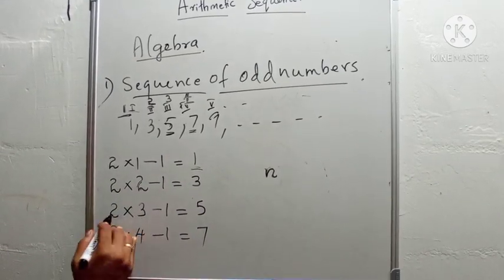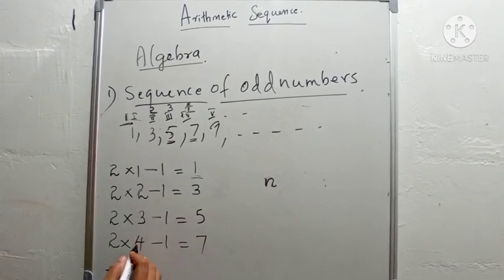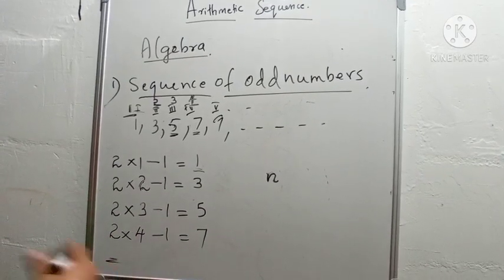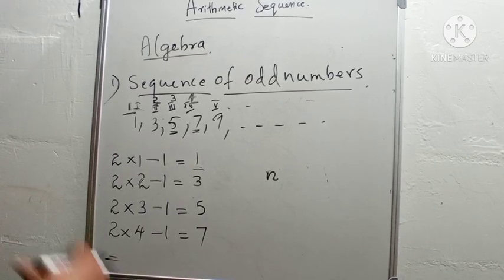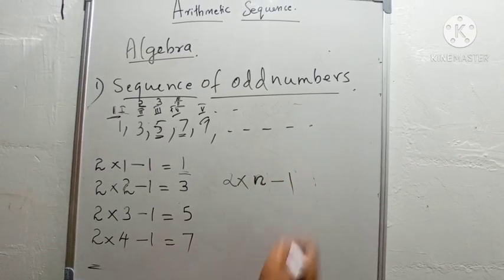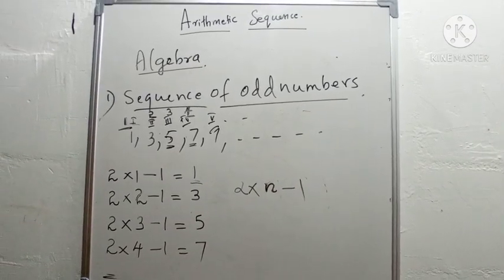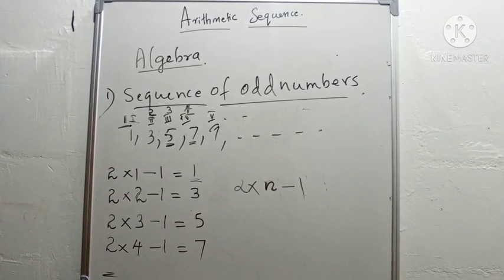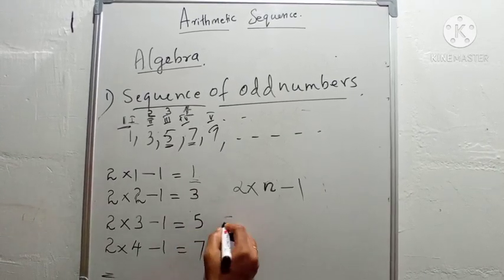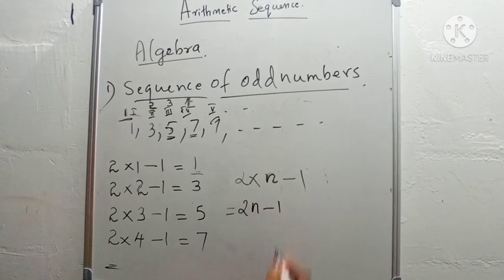Third term is double of 3 minus 1. Fourth term is double of 4 minus 1. Okay, then what about the nth term or the algebra? Yes, double of n minus 1. Double of n minus 1 is the algebra of this sequence, or simply we can write 2n minus 1.